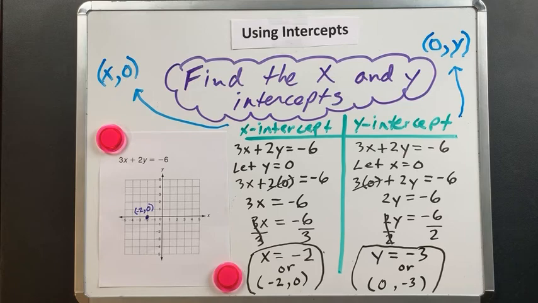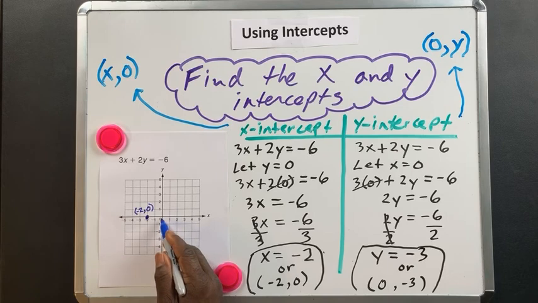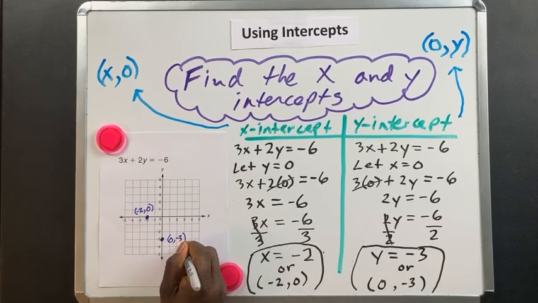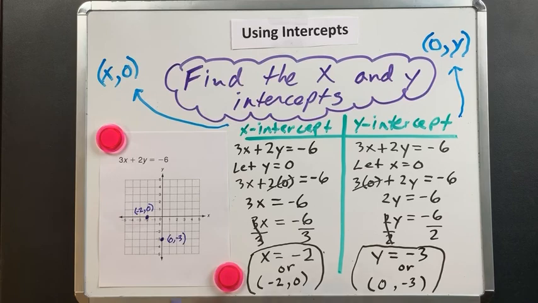In plotting that point, we start from the origin. x is 0, y is -3: (0, -3). And there we have it. We have plotted the x-intercept and the y-intercept.